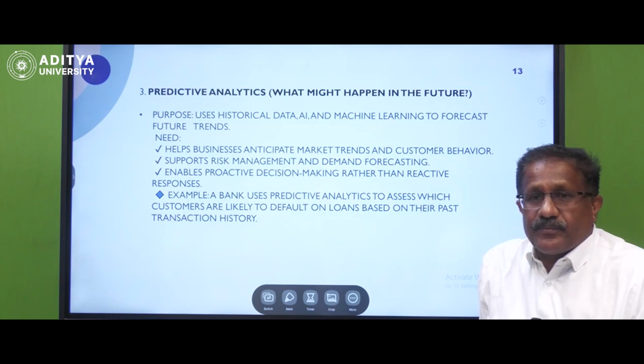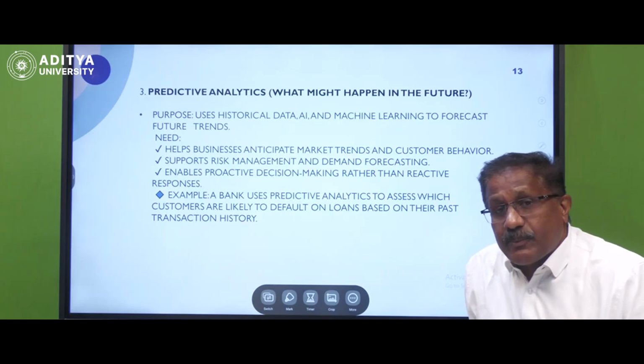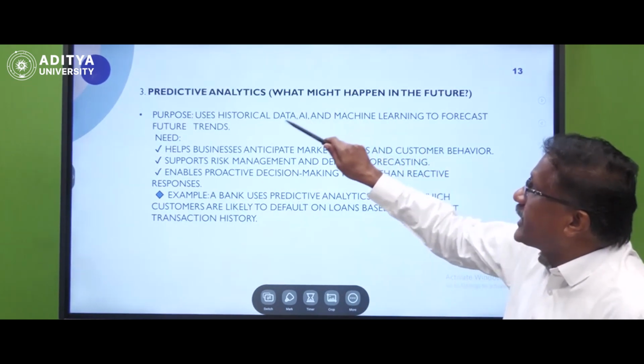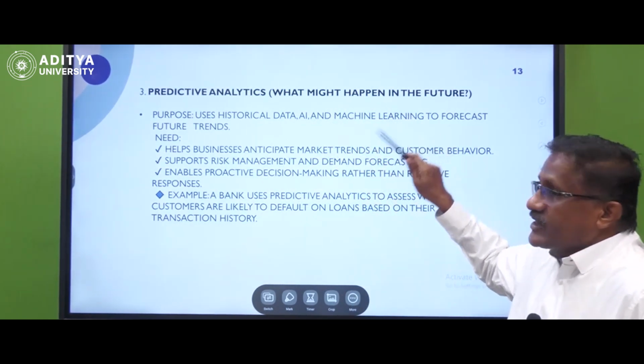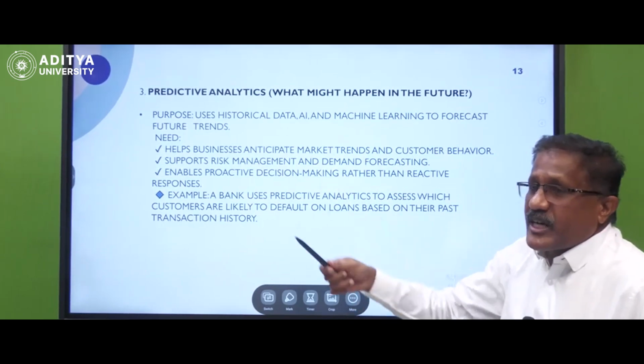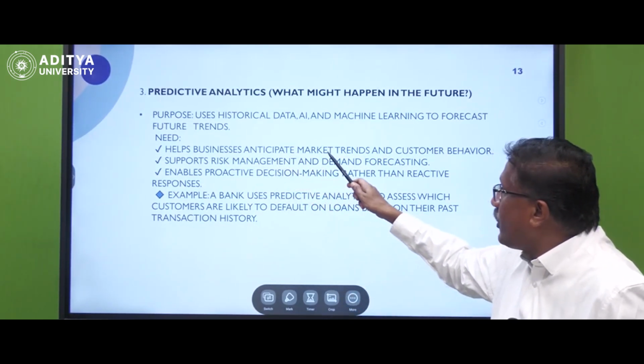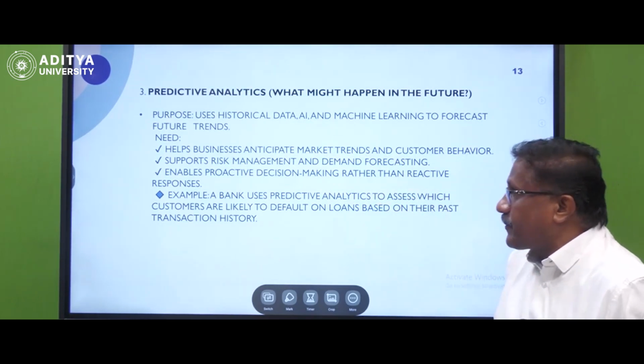disaster management system, business management system, predictive analysis system, decision making system, all decision support systems. All those things can be done with the help of predictive analytics only. It has to find out what is going to happen in the future. It helps the business anticipate market trends and customer behavior.